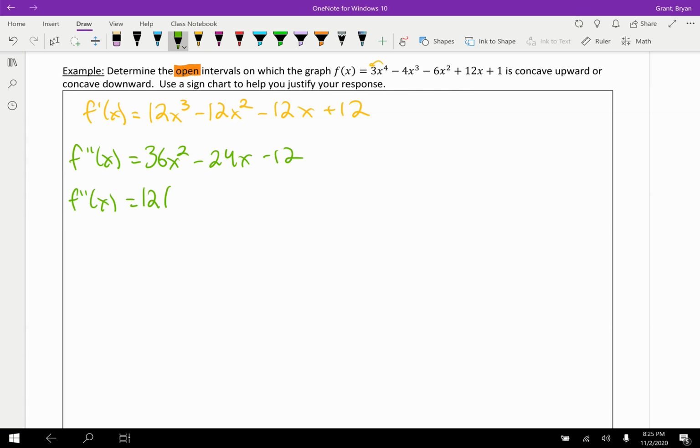I think 12 is common to all of them, isn't it? 3x squared minus 2x minus 1. The dreaded factoring when the value in front of x squared isn't 1. Who wrote this problem? I did, sorry.